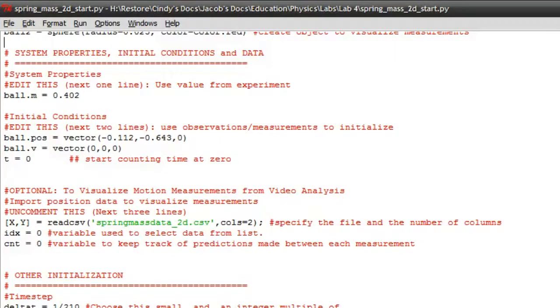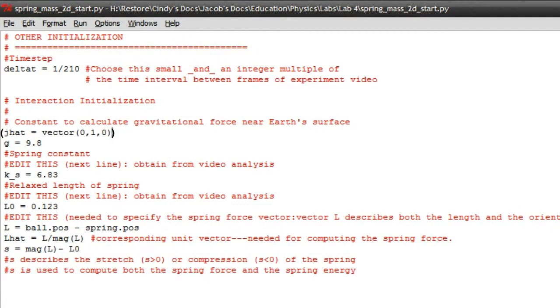I will now discuss my computer model. As you can see, I have set the weight's mass to that of the observation. The initial position has been set appropriately, and since the weight was dropped from rest, its initial velocity was 0. These lines extract the position data from our observation in Tracker. Here you can see j hat is set to point in the positive y direction, and g, k sub s, and l naught have been set to the values shown earlier. These three lines are used to calculate the stretch of our spring.